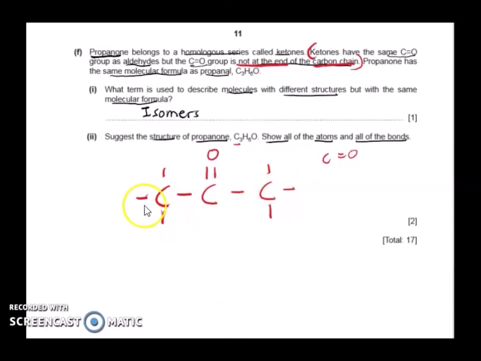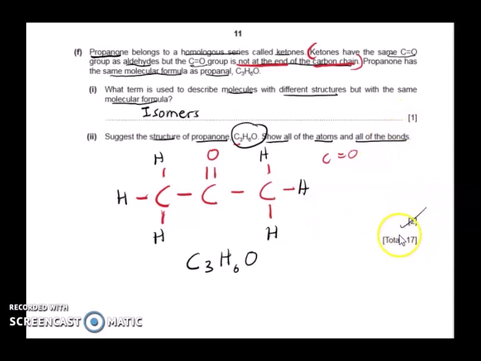Now I'm going to write down the hydrogen here. You have 3 hydrogen on this side and 3 hydrogen on this side. So we have C3, H is 1, 2, 3, 4, 5, 6, and O is 1. So we have successfully drawn this, and this is your 2 marks here. The total for this question is 17 marks.